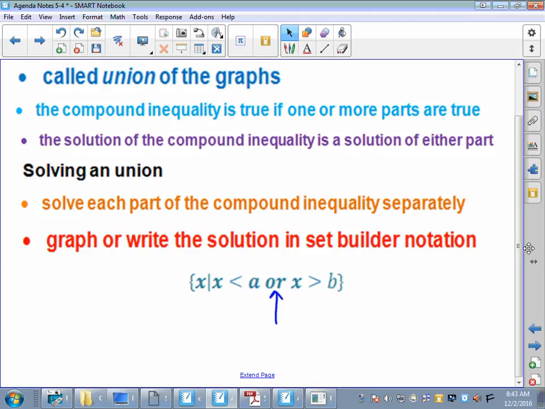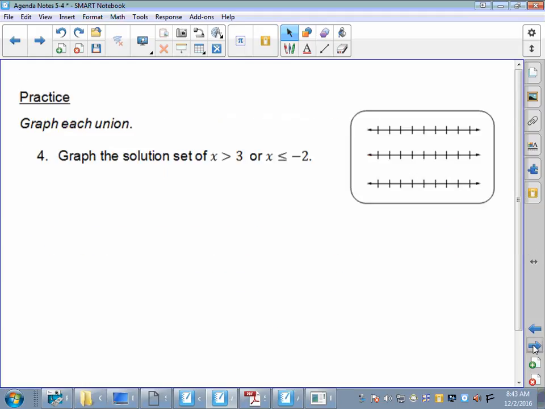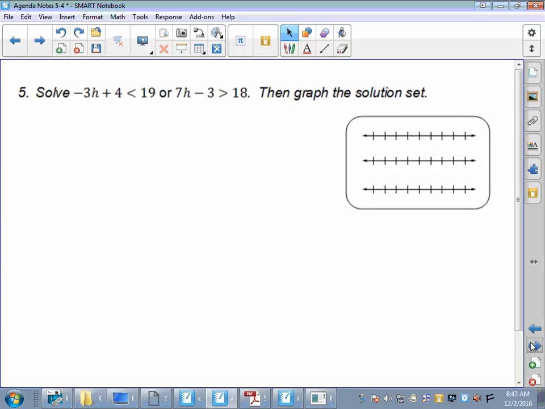So let's do an example. Let's skip this one. Let's go to number 5. Here we go. So solve -3h plus 4 is less than 19 or 7h minus 3 is greater than 18. Then graph the solution set. So we're going to do everything the same. We're going to solve this. Notice this is more than one step to solve.